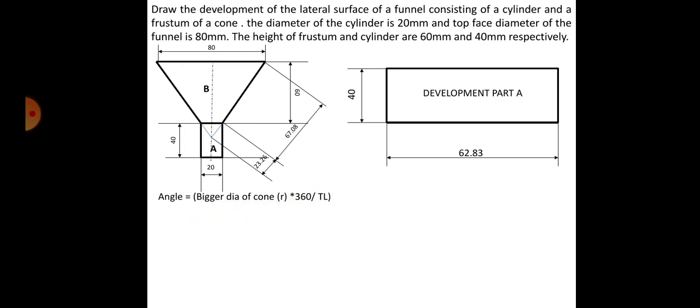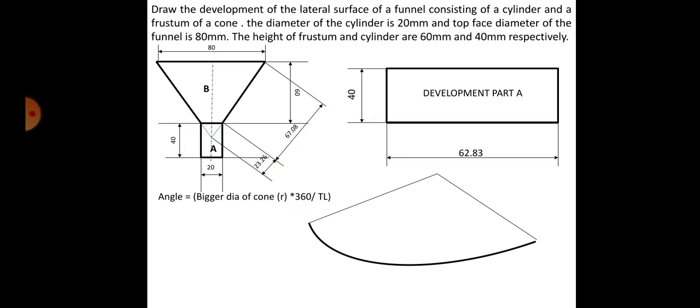Or the diameter of the cone, that is 80, divided by this length, the slant height, into 360 will give you the angle. Okay, so I will draw that and then explain it to you. So you will get that angle and then you will draw the arc.